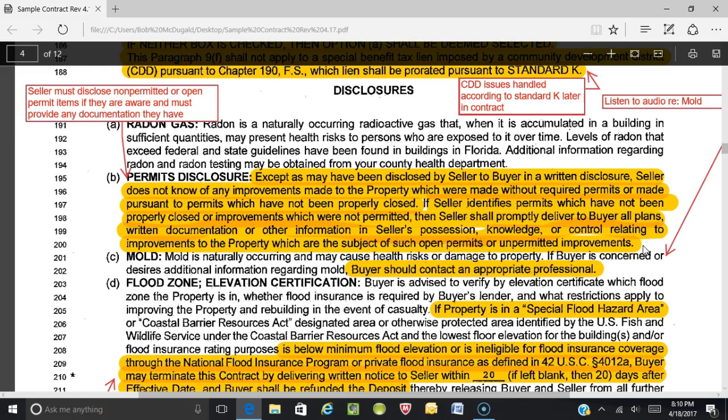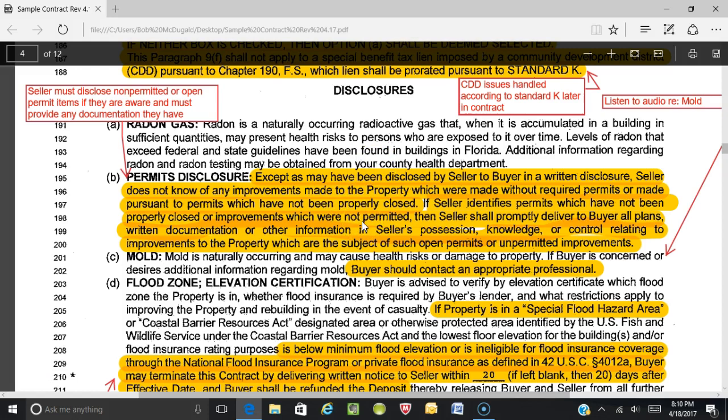But if the buyer discovers it, the seller, notice here, is not obligated to cure it or fix it. It doesn't say anything about that. It just says that the buyer can still back out. And if the buyer wants to try and get them closed out, then the seller is basically agreeing to provide any documentation they have that may assist in that. So just make sure you're aware of that.